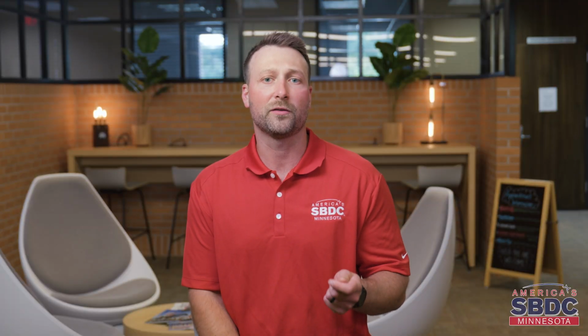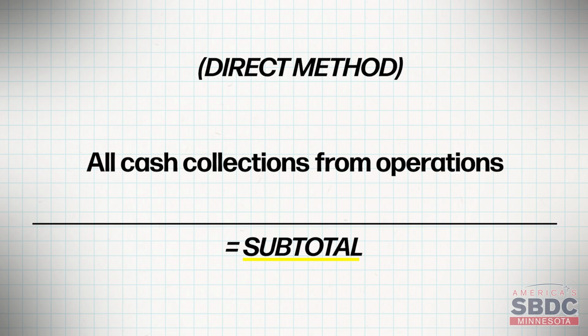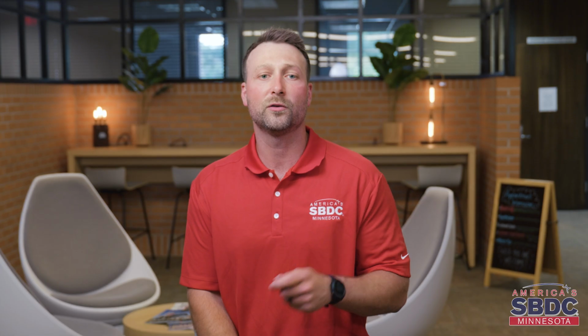The direct method of calculating cash flow from operating activities is a straightforward process that involves taking all of the cash collections from operations and subtracting all of the cash disbursements from operations. This approach lists all of the transactions that resulted in cash paid or received during the reporting period.